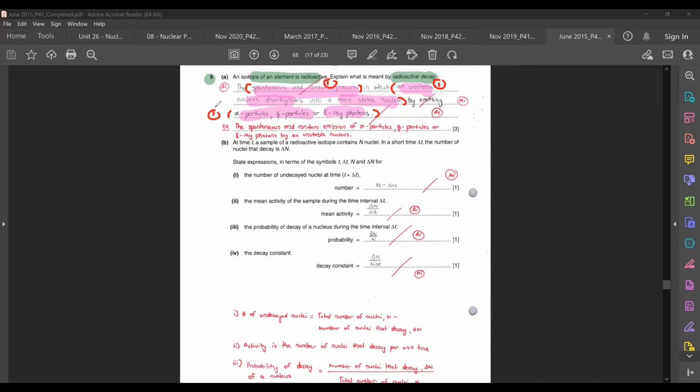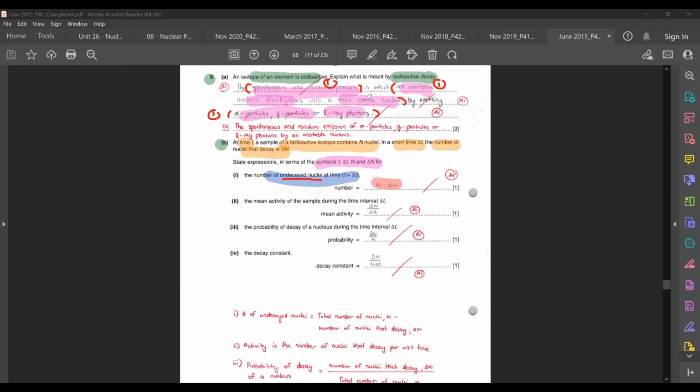All right. And then in part B, they mentioned that in time T, a sample of radioactive isotope contains N number of nuclei. After a short time of delta T, the number of nuclei that has decayed is delta N. State an expression in terms of all those symbols here for number of undecayed nuclei at time T plus delta T. So number of undecayed nuclei that you have left should be your original number minus the number that has decayed. It should be N minus delta N.